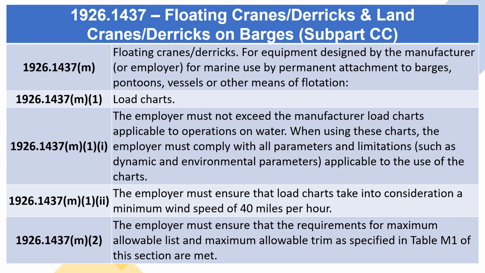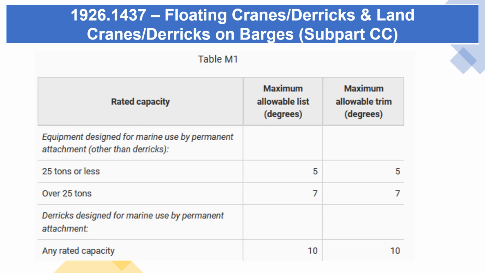1926.1437(M)(2). The employer must ensure that the requirements for maximum allowable list and maximum allowable trim as specified in Table M1 of this section are met. Table M1. Equipment designed for marine use by permanent attachment, other than derricks. If the rated capacity is 25 tons or less, the maximum allowable list is 5 degrees. The maximum allowable trim is 5 degrees. If the rated capacity is over 25 tons, the maximum allowable list is 7 degrees. The maximum allowable trim is 7 degrees. For derricks designed for marine use by permanent attachment, at any rated capacity, the maximum allowable list is 10 degrees. The maximum allowable trim is 10 degrees.